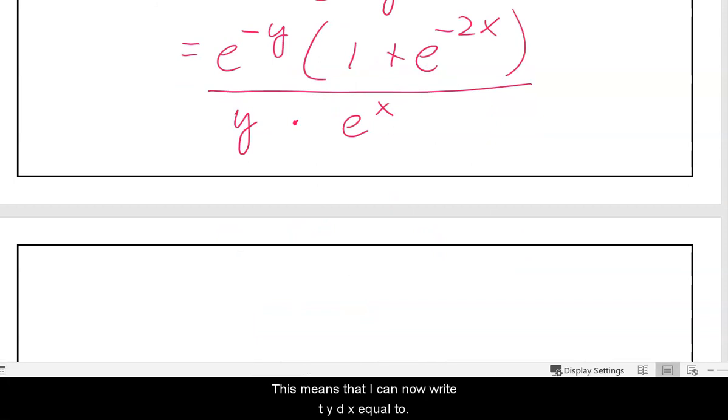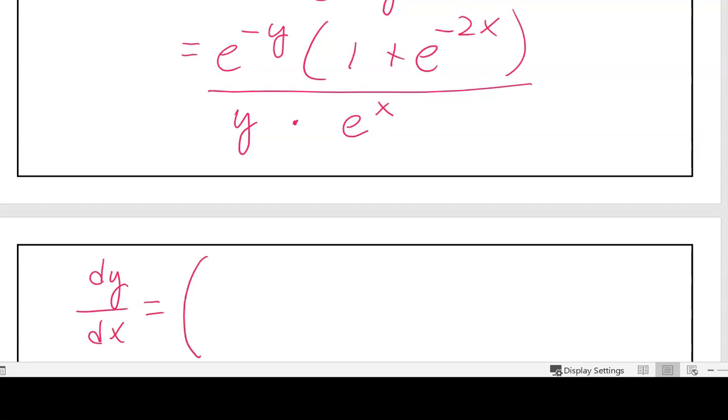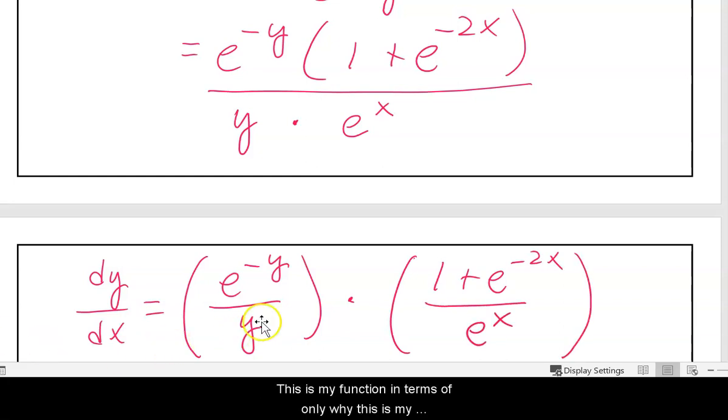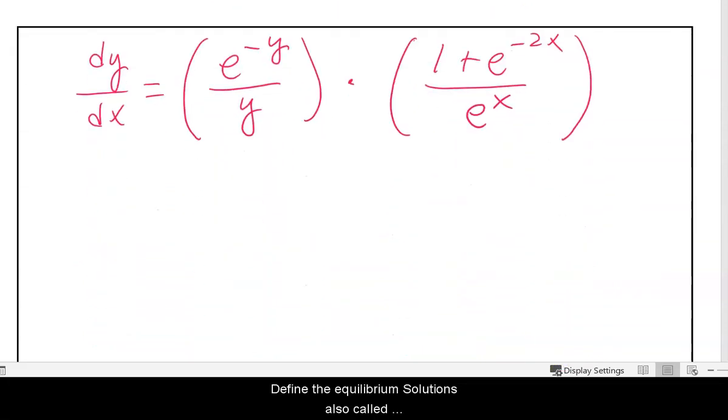This means that I can now write dy/dx equal to e to the negative y divided by y, times 1 plus e to the negative 2x divided by e to the x. This is my function in terms of only y. This is my function in terms of only x. To find the equilibrium solutions, also called constant solutions or stationary points, I want to take just the function of y and set it equal to 0.